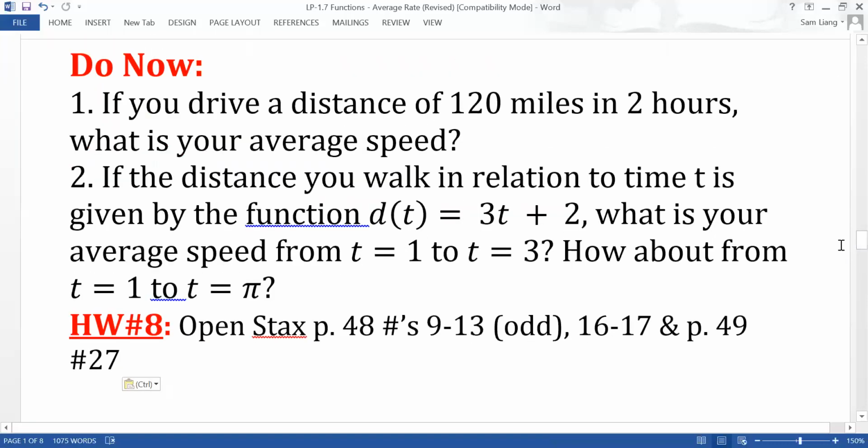All right, so here we are. First part: if you drive a distance of 120 miles in 2 hours, what is your average speed? And secondly, if the distance you walk in relation to time t is given by the function d(t) = 3t + 2, what is your average speed from t = 1 to t = 3? And how about from t = 1 to, I know this is a weird time, but that's intentional, t = pi? So literally the number pi. We're going to explore how that relates to average rate of change.